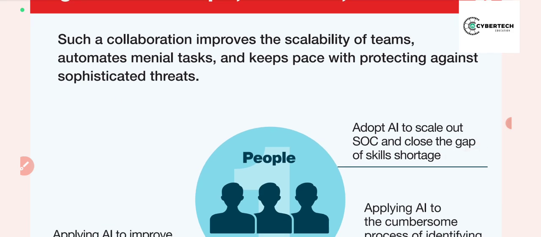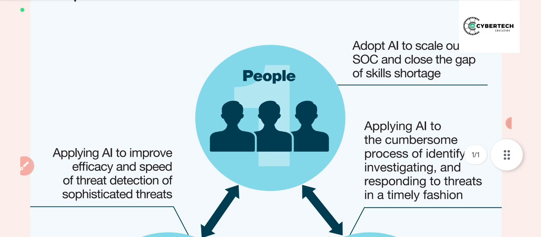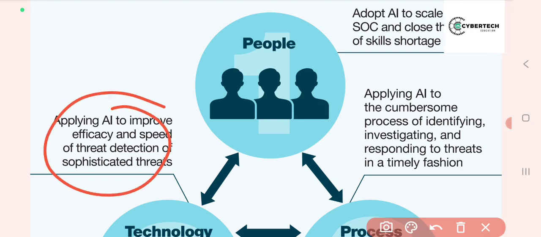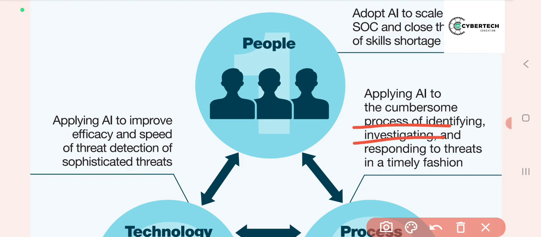Such a collaboration improves the scalability of teams, automates manual tasks, and keeps pace with protecting against sophisticated threats. Adopt AI to scale the SOC and close the skills shortage. Applying AI to improve the efficiency and speed of threat detection is a very crucial point, as is applying AI to automate the process of identifying, investigating, and responding to threats in a timely fashion, where human intervention takes more than 1 hour.